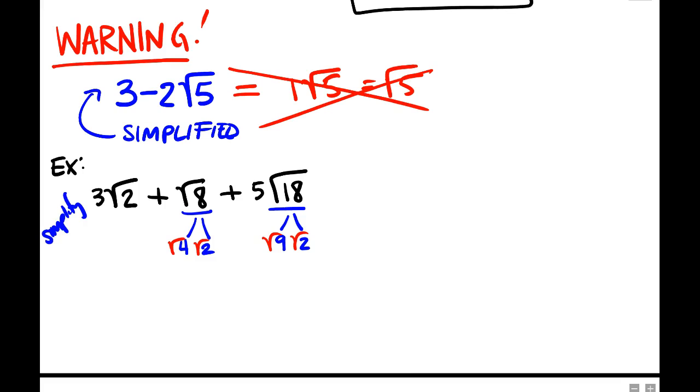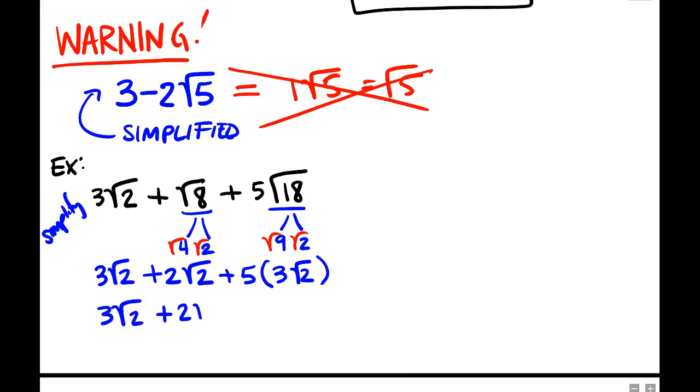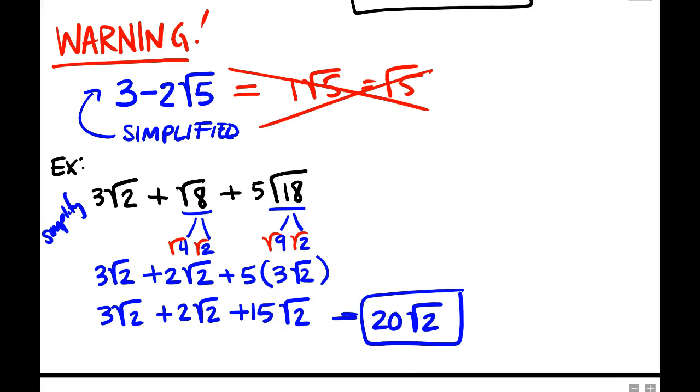So 3 root 2 cannot get any cleaner. But square root of 8 can be rewritten as 2 root 2. And the square root of 18, which is being multiplied by 5, can be rewritten as 3 root 2. So what we're really looking to do is 3 root 2 plus 2 root 2 plus 15 root 2. And now we can sum up all of those different things and find out that this is just 20 root 2. But your first step needs to be to simplify so you can see if there are like terms or not.